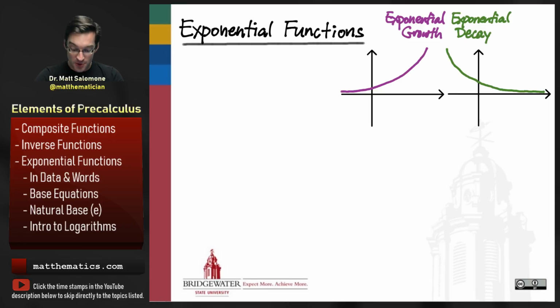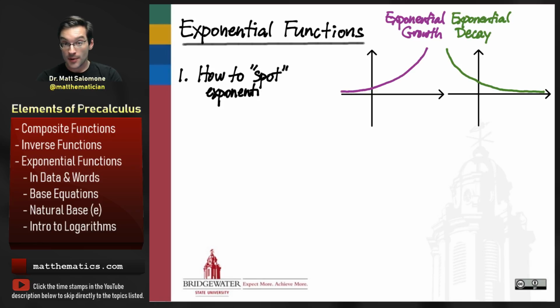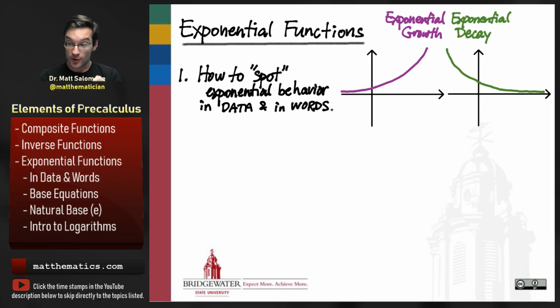So why exponential functions are in fact really interesting is that they have the ability to model new types of behavior. So the first thing we want to wrap our heads around is how do we spot exponential behavior in data and in words? So how do we know it when we see it? The most important contrast here is going to be able to tell the difference between exponential behavior on the one hand and linear behavior on the other hand.